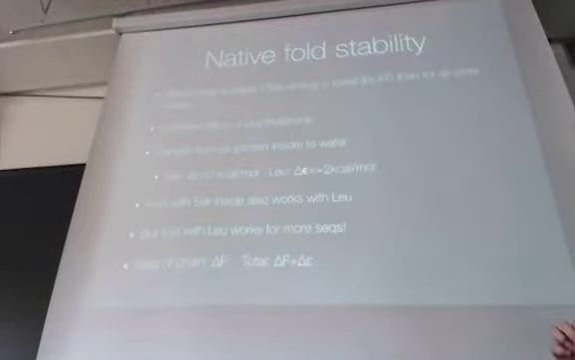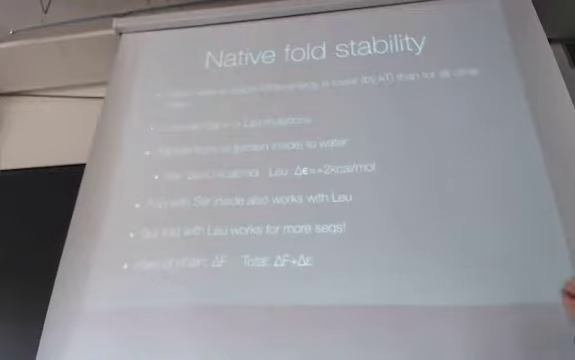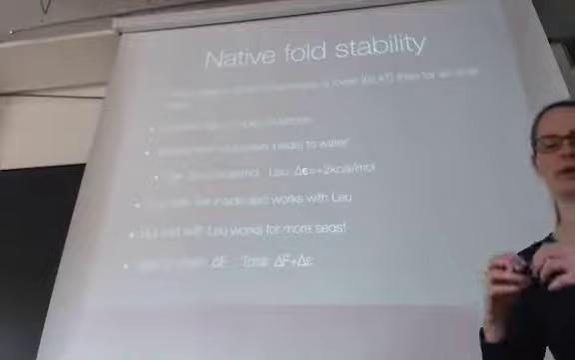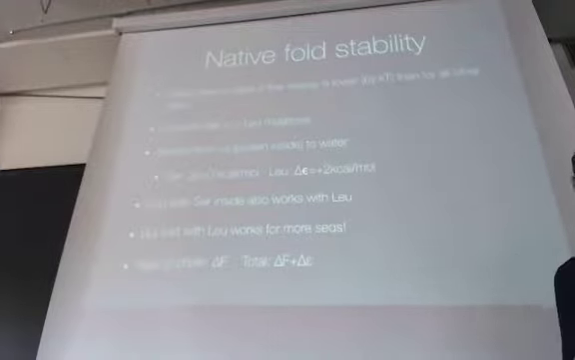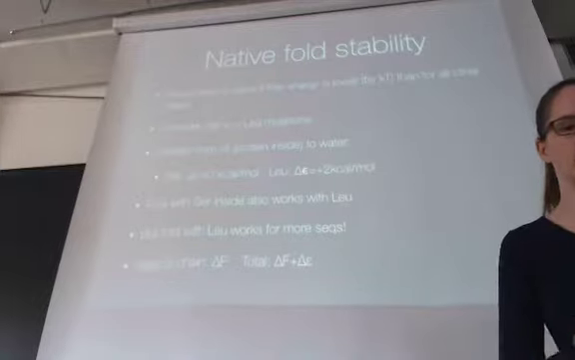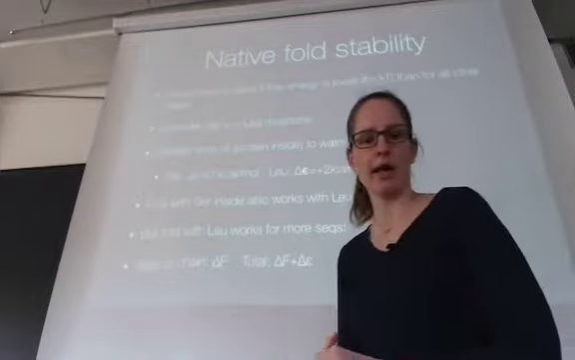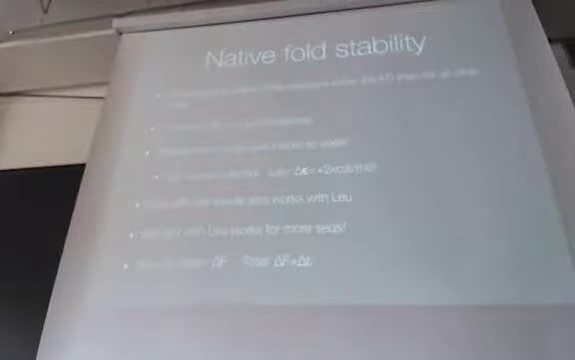If we define the native fold, we have to say that the native state is stable if its free energy is lower than all the other states. Yes, this will be the only fold because it's lower in free energy, and it has to be lower by at least kT because otherwise you have interconversion between states, right? Because of Boltzmann. And now we're going to consider a mutation from, let's say, serine to leucine.